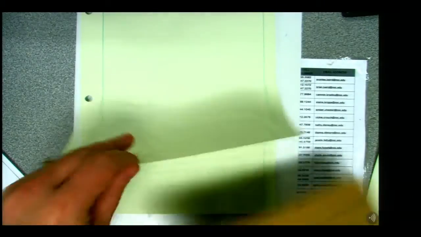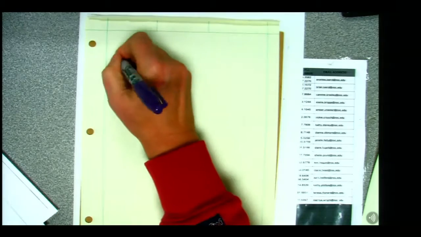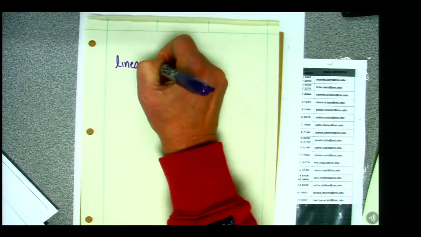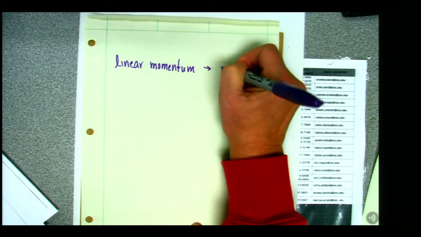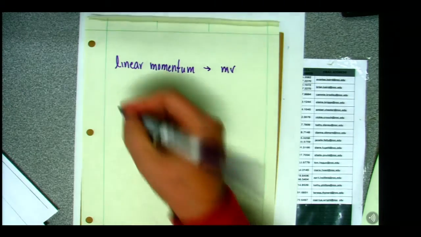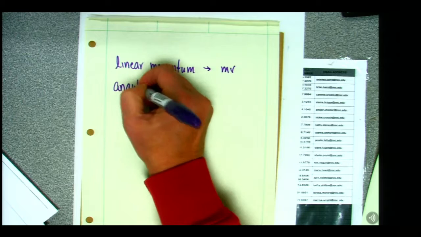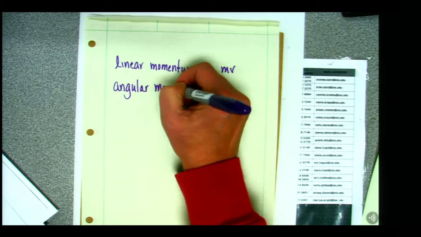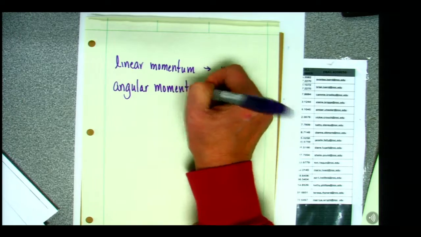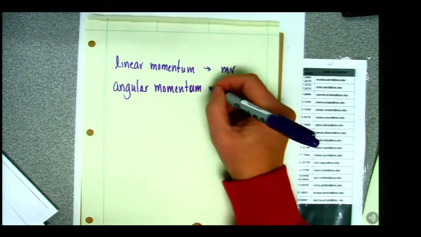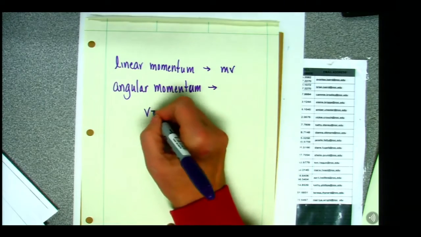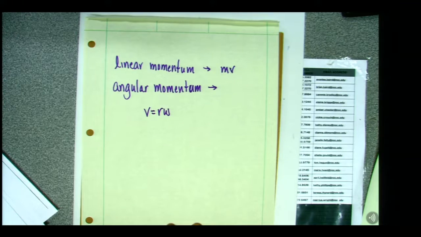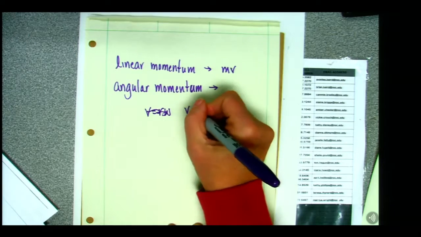And we've talked about momentum. So linear momentum looks like mv, right? Now I'm going to talk about something called angular momentum. And we can look at this for a second. If I look at angular momentum, I can write this. We know that V is equal to R omega. Yeah, that's right. V is equal to R omega.